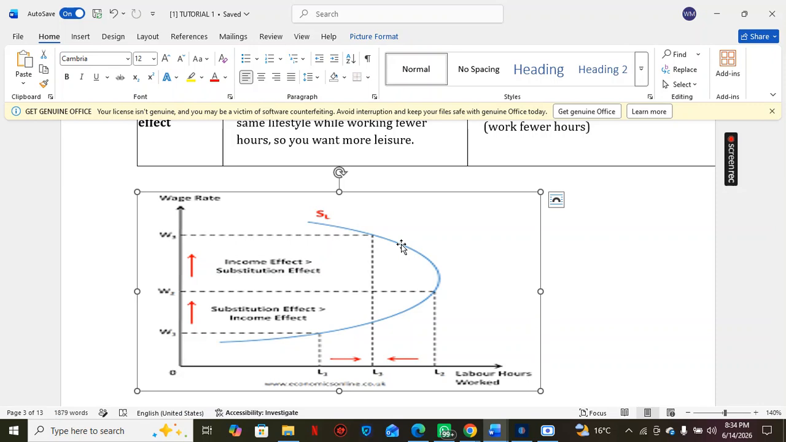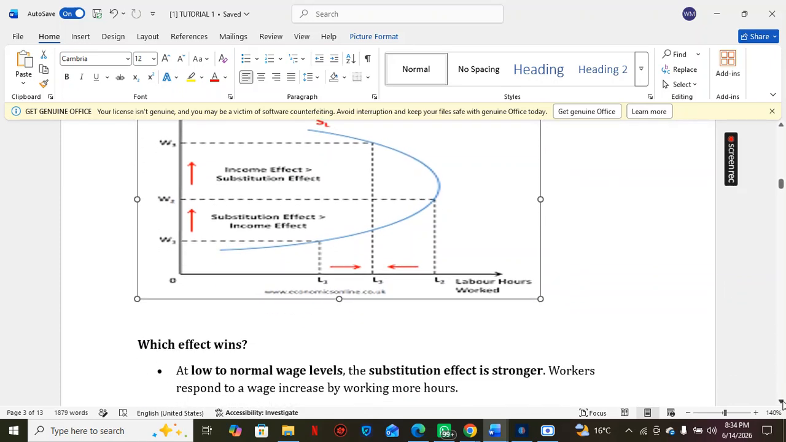So remember, substitution effect, as your wage increases, you work more hours and substitute leisure for work. Then the income effect, as your wage rate increases, you now work fewer hours because you've reached your goal. You want to enjoy your money.